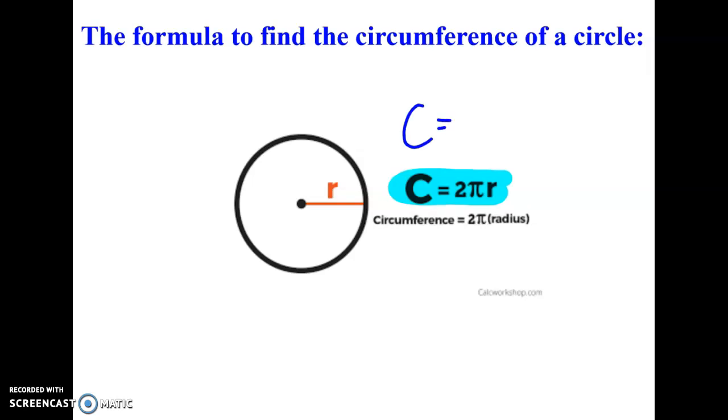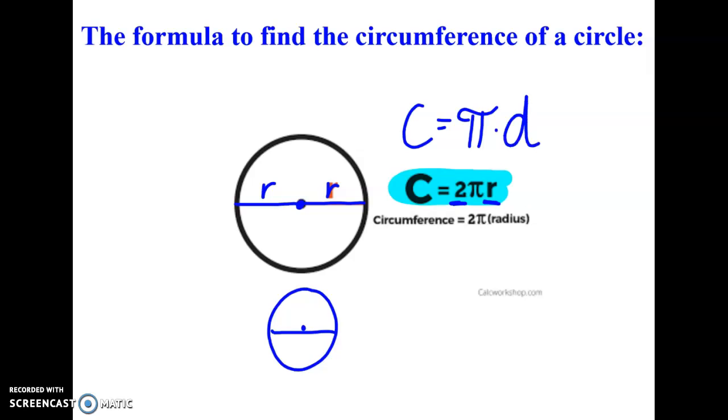If I think of my circle, if this is a radius and we have 2 times the radius, if I have one radius here and I draw another radius here, I can see that 2 radii combine to make a straight line. 2 radii is the same as the diameter. So you could also use the formula pi times diameter.